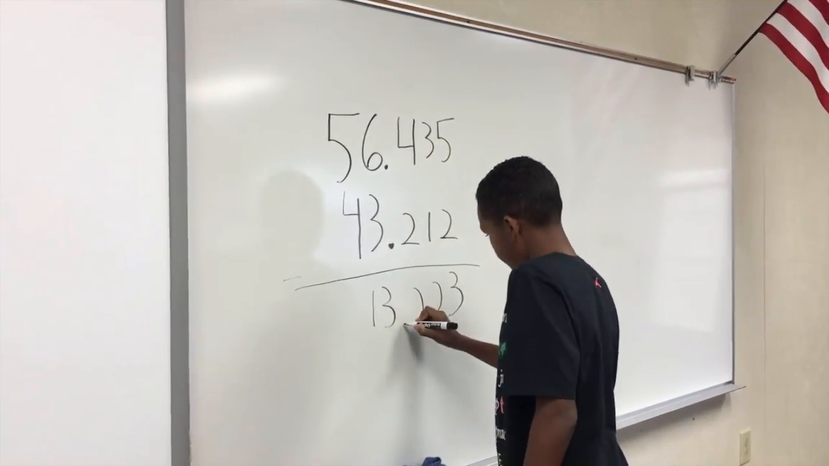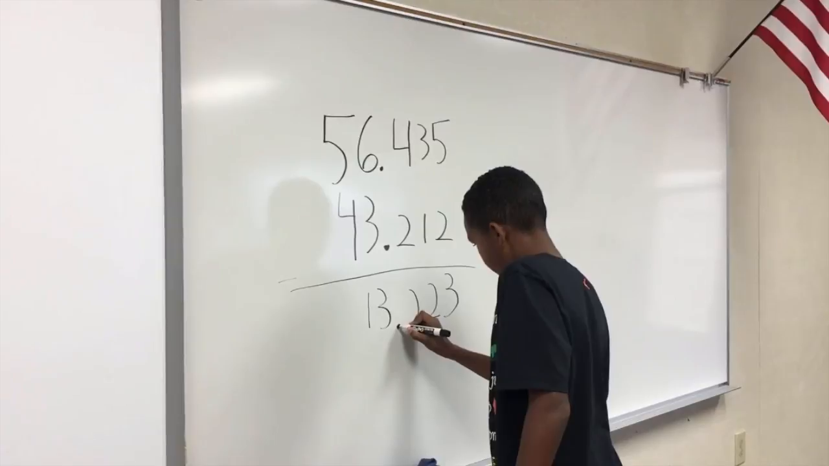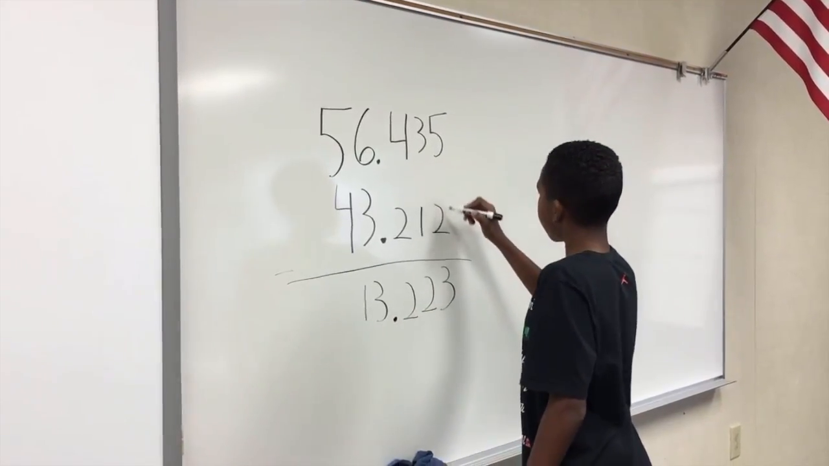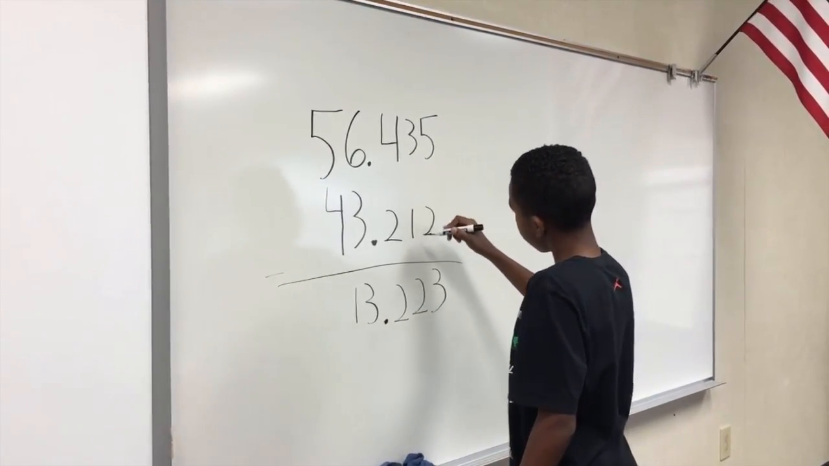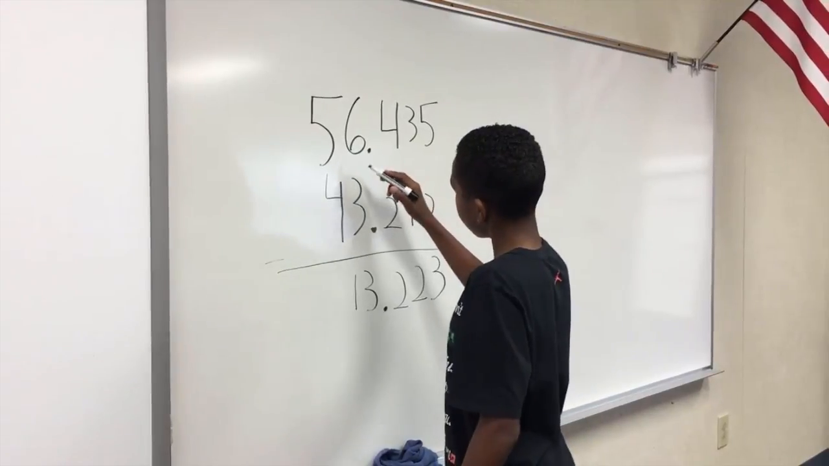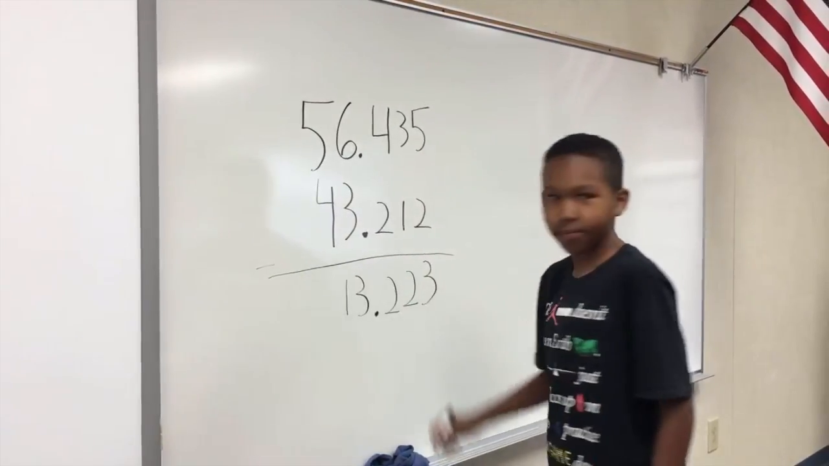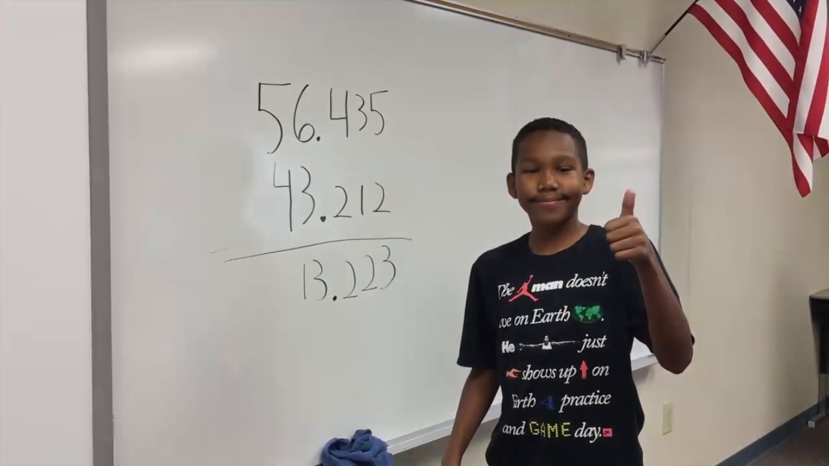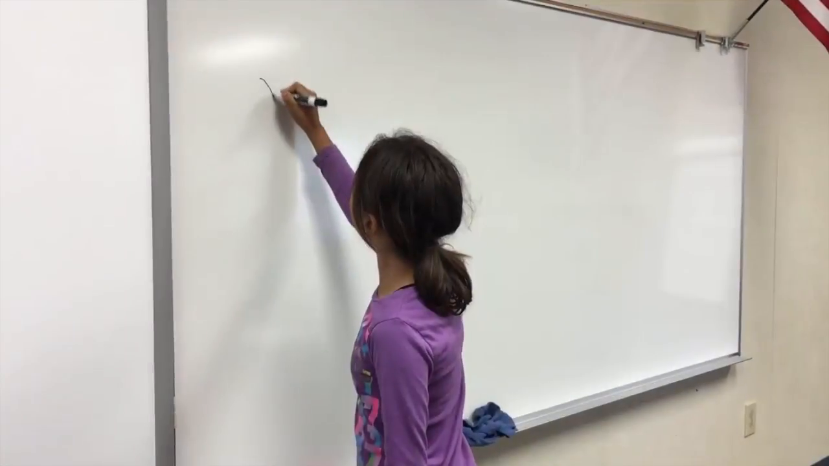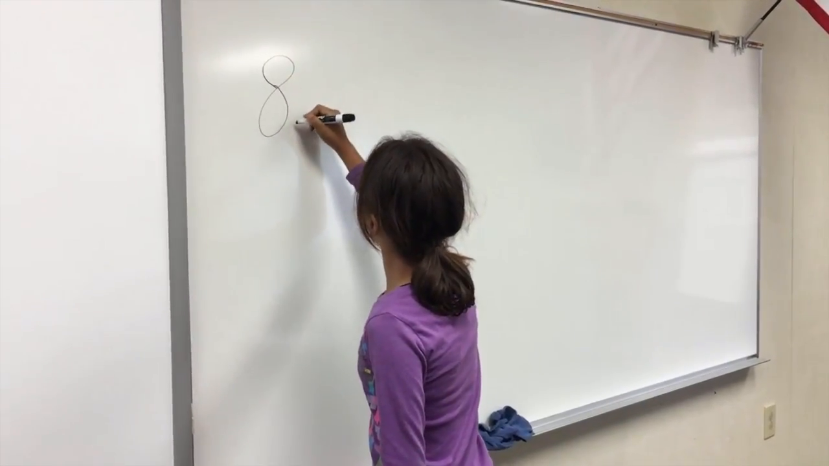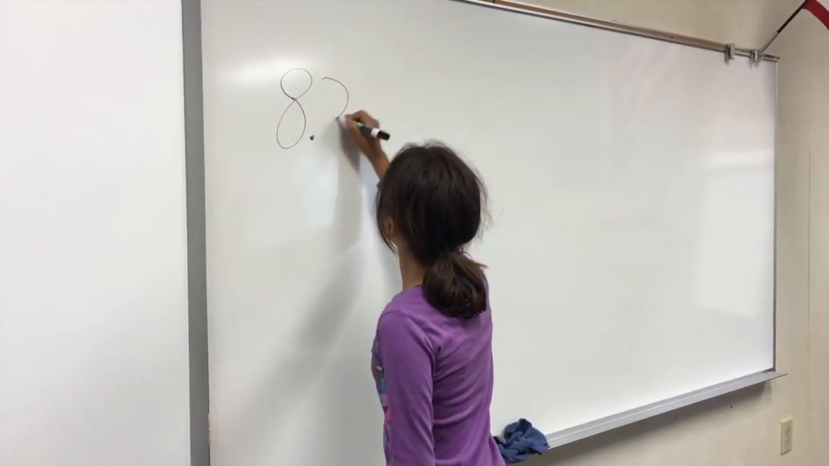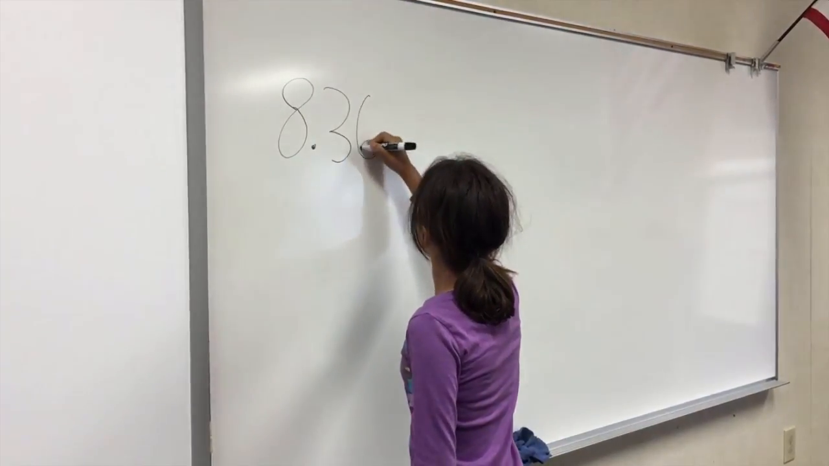Now he's bringing the decimal straight down from the problem to his answer. His answer is 13 and 223 thousandths, but he is checking his work for mistakes. Great job, Kenny. Sierra is solving 8 and 368 thousandths minus 1 and 25 hundredths.